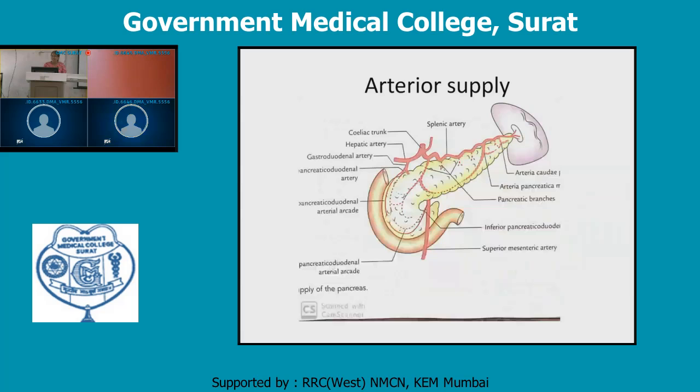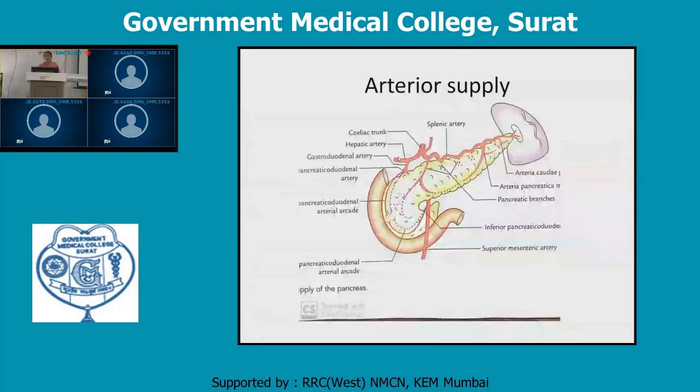Arterial supply: indirectly we have seen already the blood supply while we were talking about the relations. The splenic artery is the major blood supply, and many branches are given. These are the pancreatic branches given by the splenic artery while it is traversing along the upper border of the pancreas. But one of the branches of the splenic artery, you can see, is arteria pancreatica magna, which is a large one.